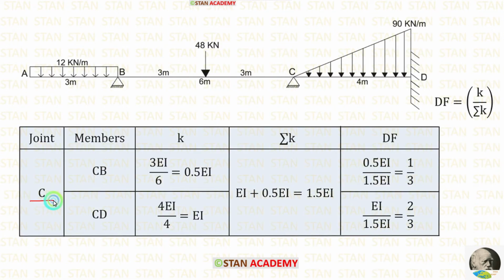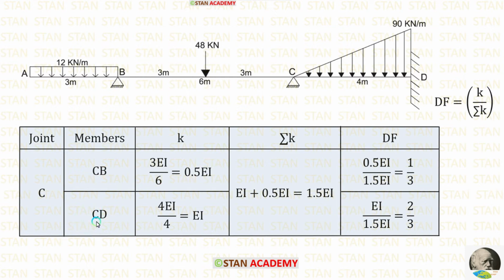In the joint C, first let us calculate the stiffness for CB. For that, from the joint C, we have to look at the point B. In the point B, there is a hinged support. If the far end is hinged, the formula for stiffness is 3EI upon L. Length of CB is 6. Let us apply that. Finally, for the stiffness of CB, we are getting 0.5 EI.